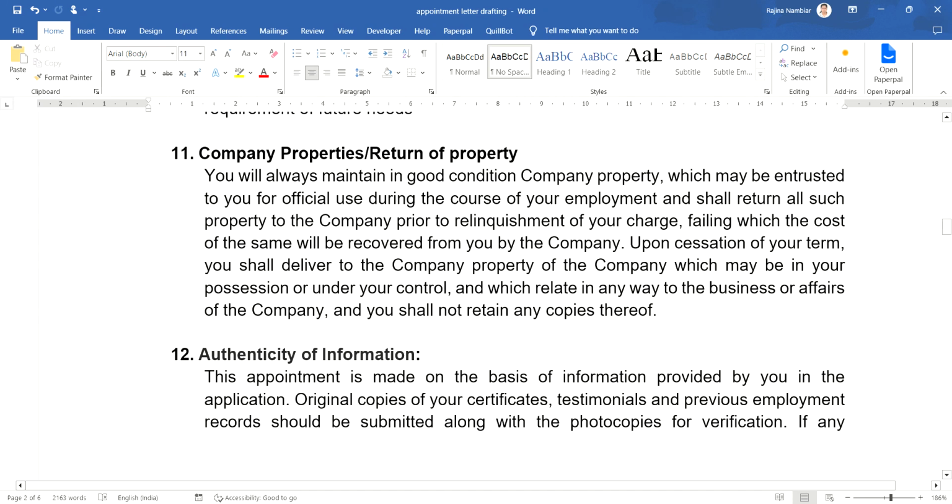Then company property and return: any kind of company property, you have to maintain in good condition, failing which they can ask for recovery.